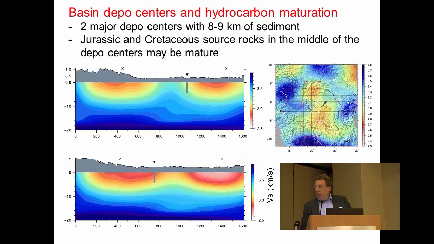So in terms of basement structure then, just to recap, clearly a basement high here that separates the basin. So first order basin architecture, basement high with two large depocenters, 8 to 9 kilometers of sediment in the middle of these depocenters, perhaps source rocks that could be mature. Okay, so that's the first basin. I want to move on to the next one.